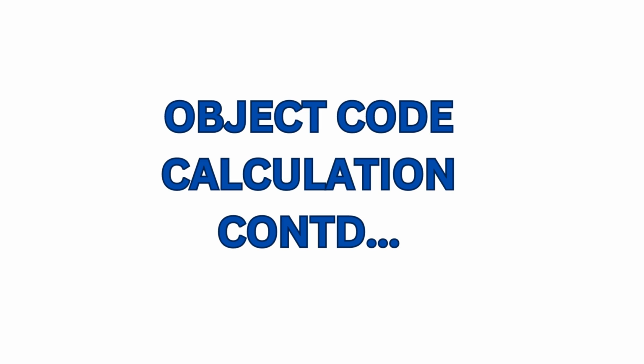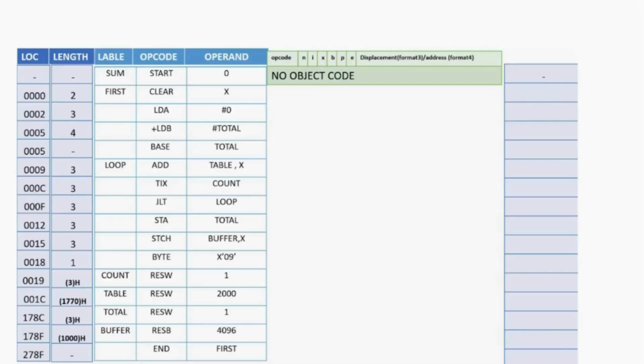In the previous video, we understood how to calculate the location counter value. Once we have completed calculating the location counter value, we have to calculate the object code. The first instruction in this program is SUM START 0. START is an assembler directive, so there is no object code for the START assembler directive. The next instruction is CLEAR X.